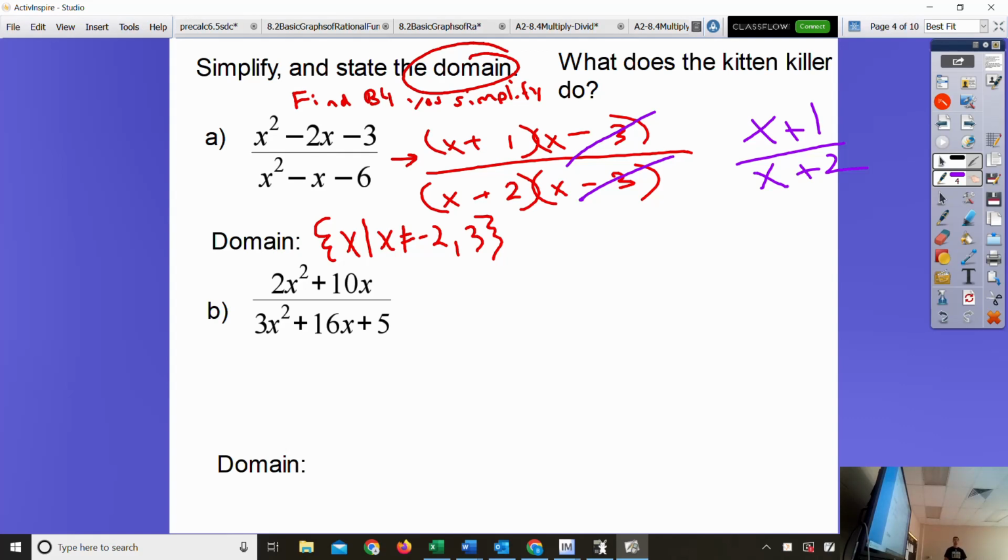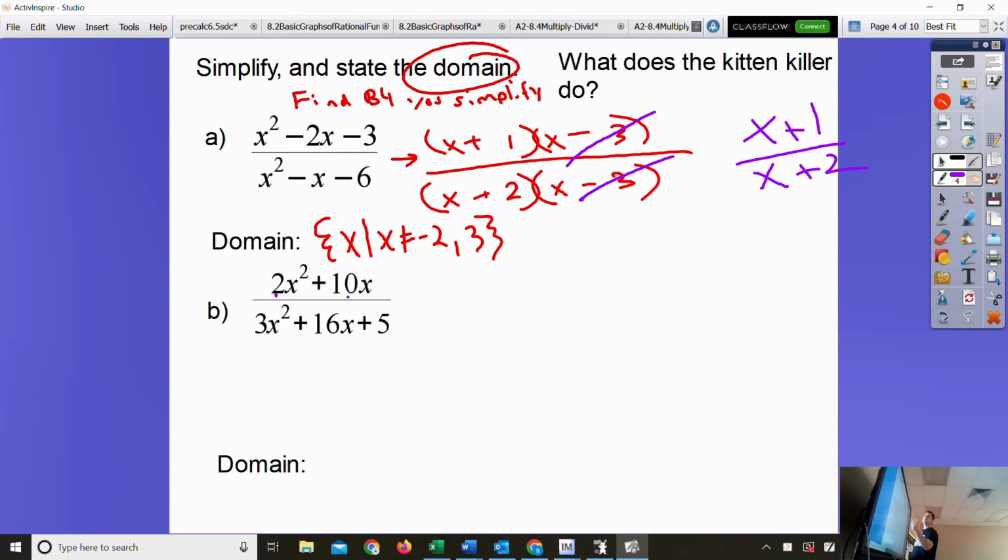All right. Move on over. Part B. Before you can cancel things out, what do you got to do? Factor. If you can't factor, start trying to do the homework. Maybe you'll figure it out. All right. 2x squared plus 10x. What can you pull? 2x.